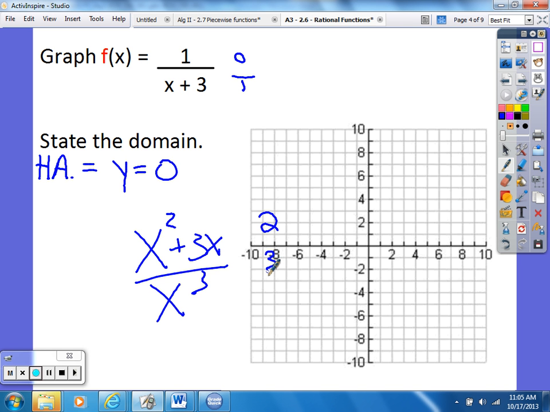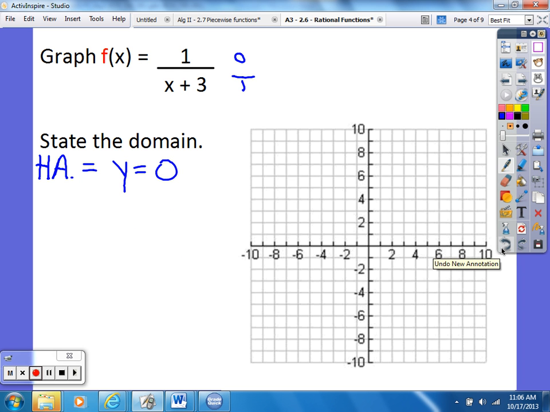Does that make sense? Highest degree. Because you're looking at the degree, which means the highest exponent. Not all of them put together, the highest exponent. Does that make sense so far? Okay. The next thing you do is you factor the top and bottom if you can.